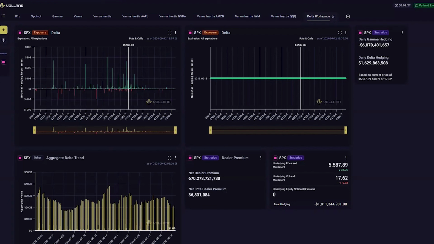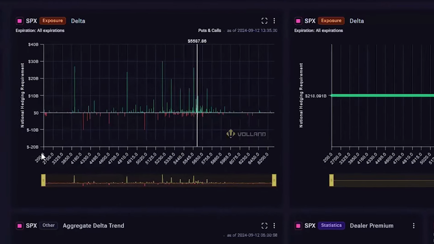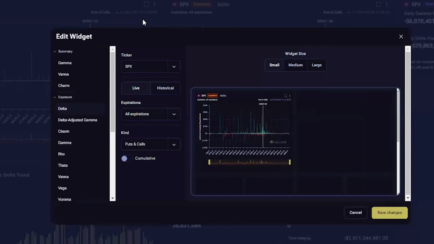What you see in front of you now is my delta workspace. Starting at the top left, you will first see the aggregate delta exposure by strike. This is a histogram of the deltas at each strike. Positive delta means dealers are short puts or long calls. When I click the three dots and click Edit to edit my workspace, you have the choice to change the underlying, down select to certain expirations, or down select to puts or calls only.